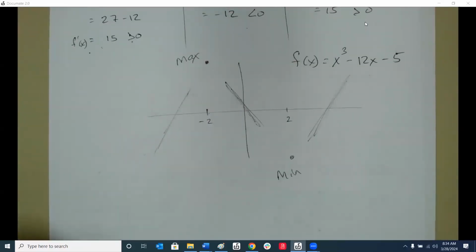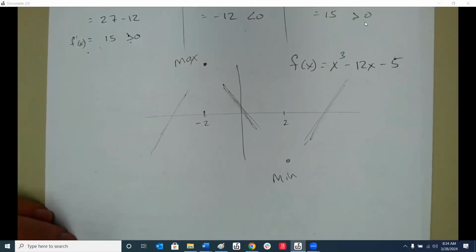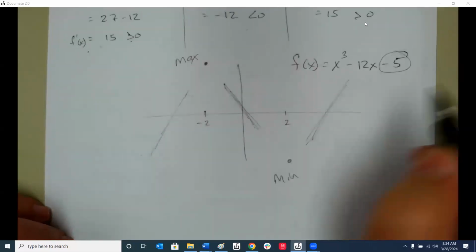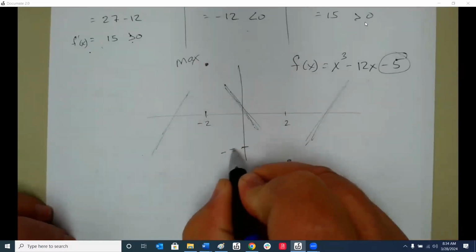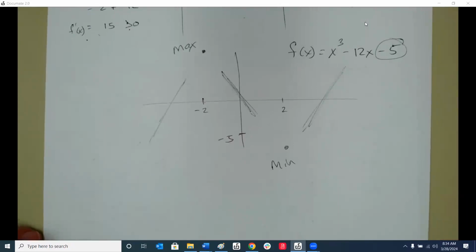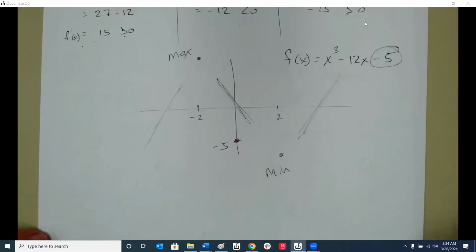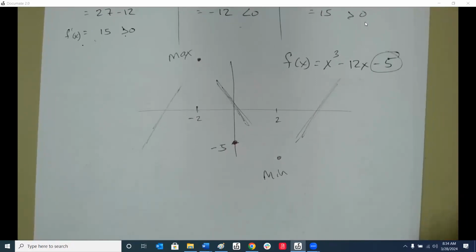What else can you tell me about my graph? What intercepts can you tell me? Only one you can tell me is this one. It's got to cross at -5. What else can you tell me with this equation?